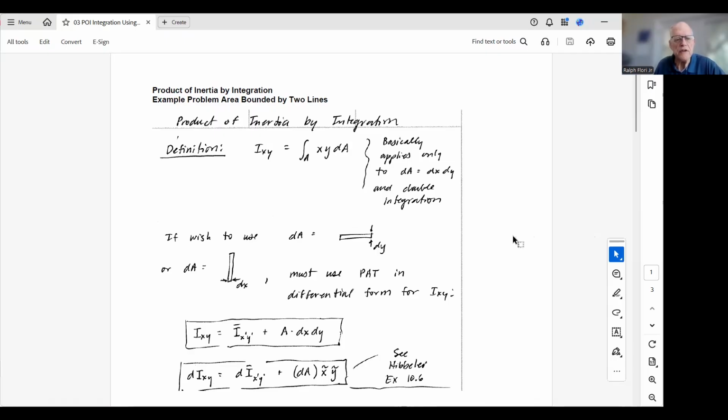And we're going to use three different dAs. We're going to use dA equal to dx dy. We're going to use a horizontal element. We're going to use a vertical element and show you how to set up each one. So this is a straightforward example.